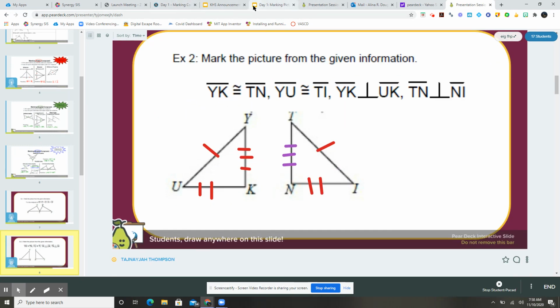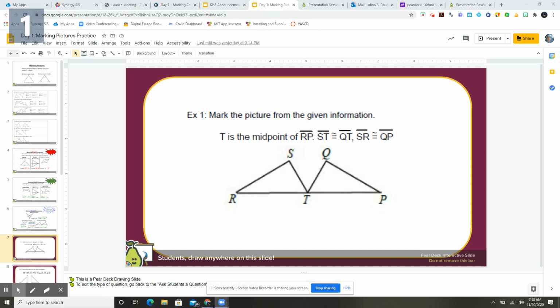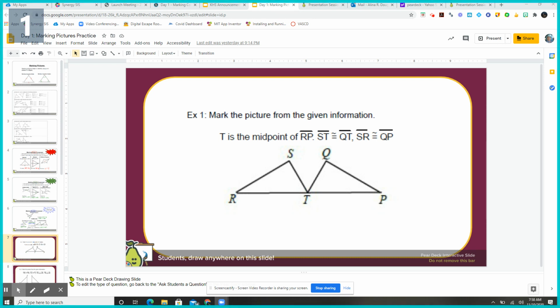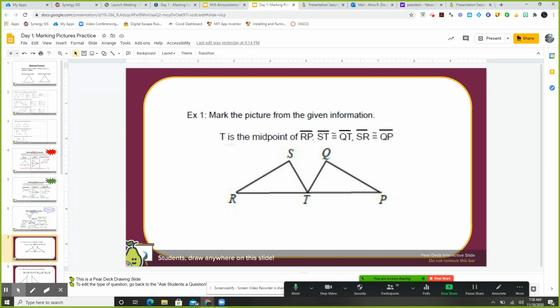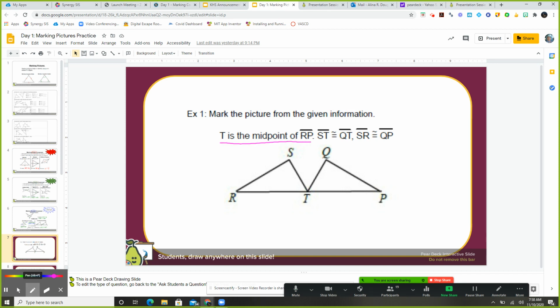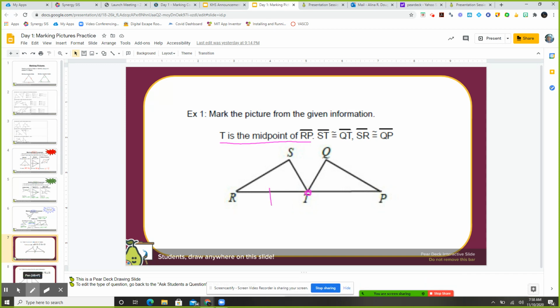Let me share my screen for a sec. So on this last one, we had T is the midpoint of RP. So if T is the midpoint, then RT and TP are congruent. And then we had ST and QT, and then we had SR and QP. So that's what your picture for example number 1 should look like.